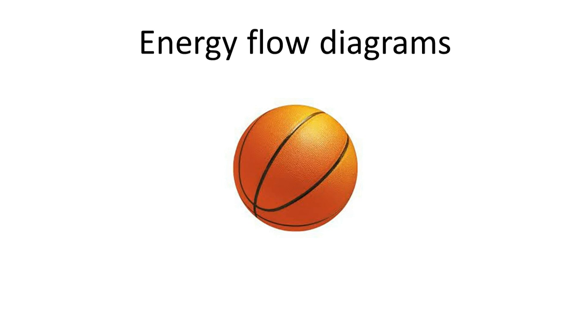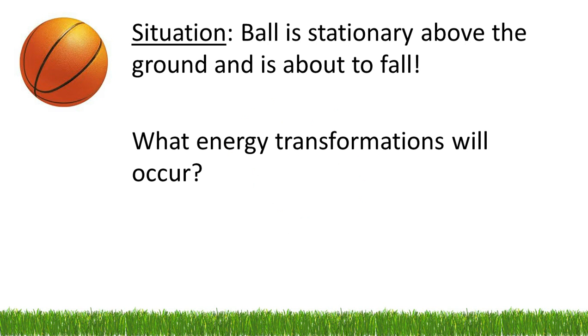Now we're going to look at energy flow diagrams. To explain this, we're going to look at a particular situation, just one. That situation is a ball which is held stationary above the ground. The ball is about to be released, so it's about to fall. The question we need to ask ourselves: what energy transformations will occur?